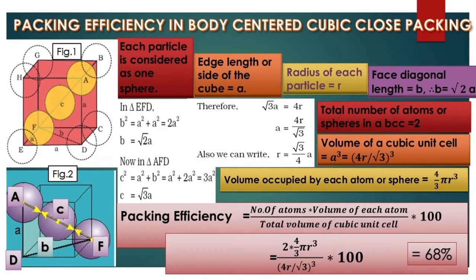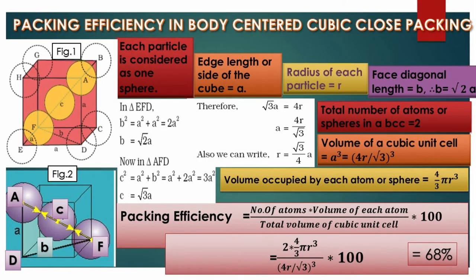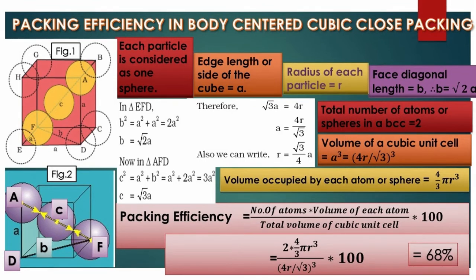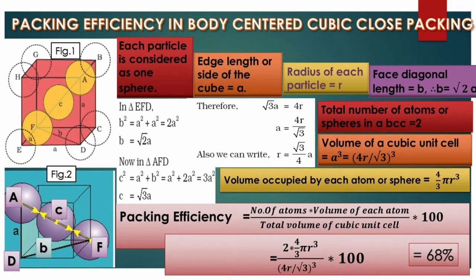You can see that length C involves 4 radii of a particle. So C will be equal to 4R. Now equate √3 A equal to 4R. So A will become equal to 4R by √3.